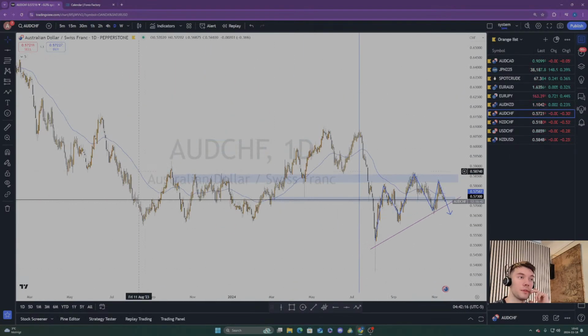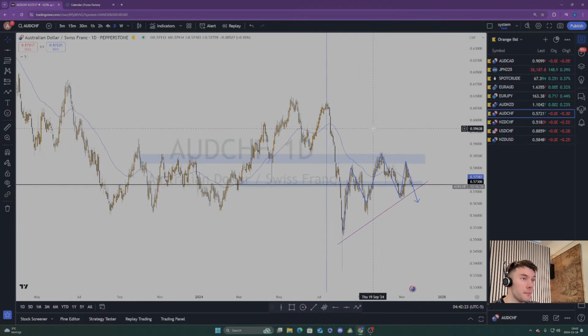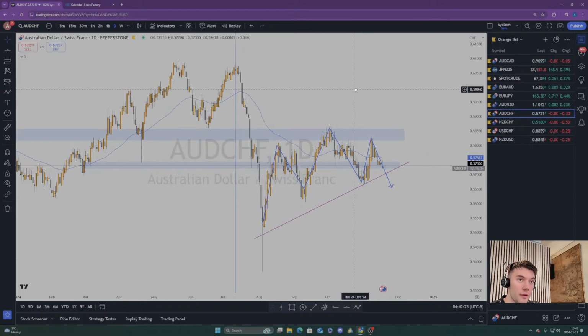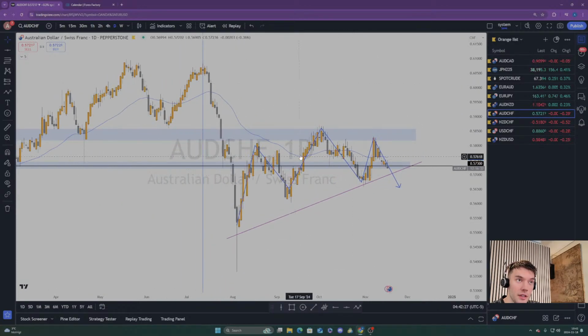All right. We are rejecting a higher time frame AOI. We are not, however, seeing a lot of bearishness in price. We're not seeing the aggressive bearish engulfings. We're seeing some wicks, but not too much, I wouldn't say.